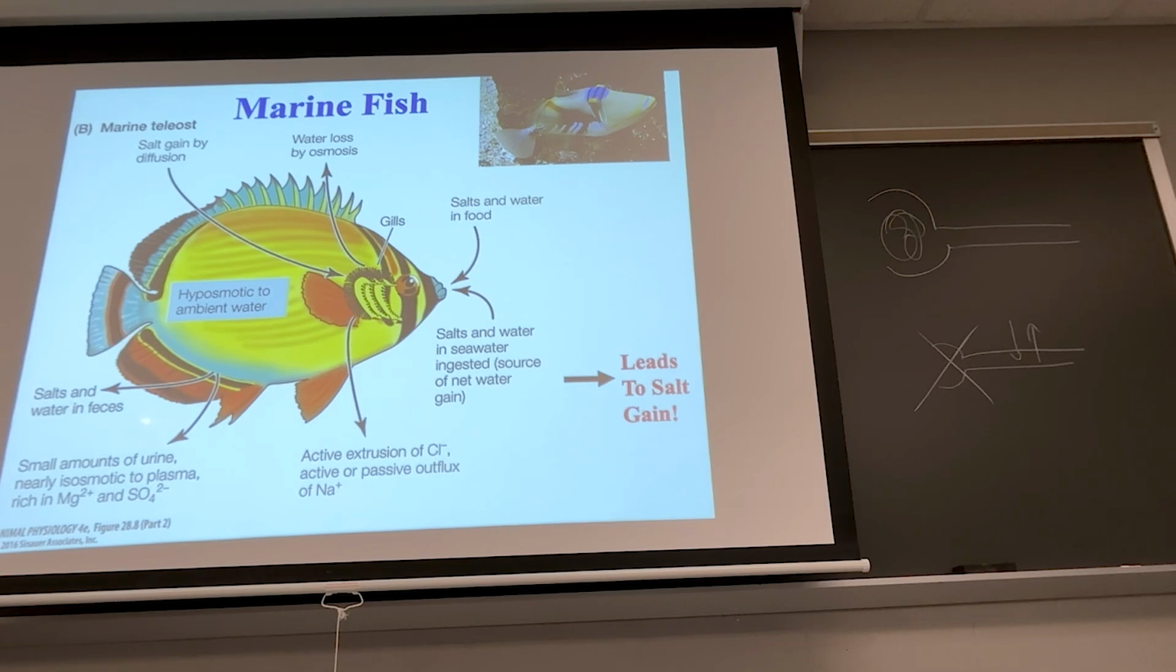So notice this down here. Small amounts of urine, nearly isoosmotic, but it's very rich in magnesium sulfates and sodium chloride, which they don't show here. But we want to get rid of all of these. These are very common in salt water because they really affect the nervous system. They throw off the ability to produce action potentials.